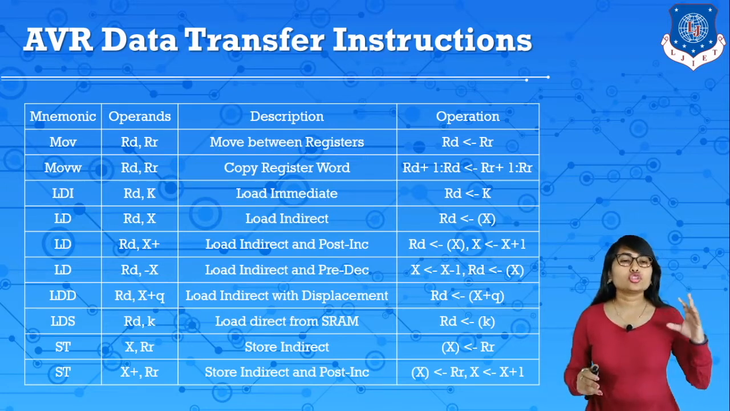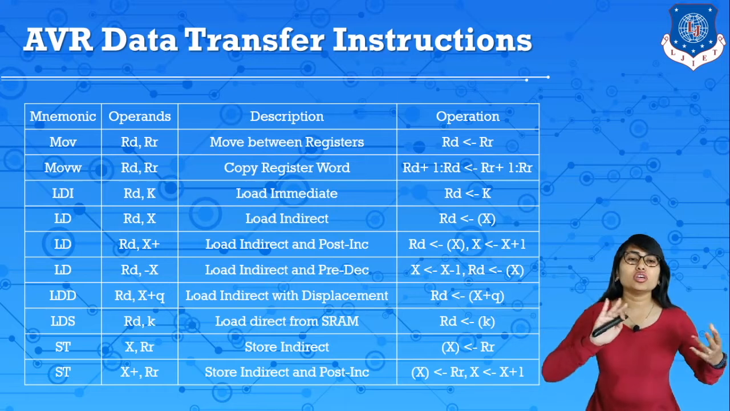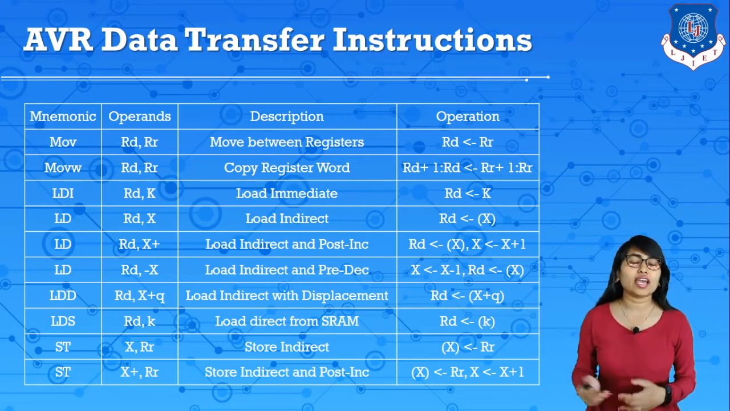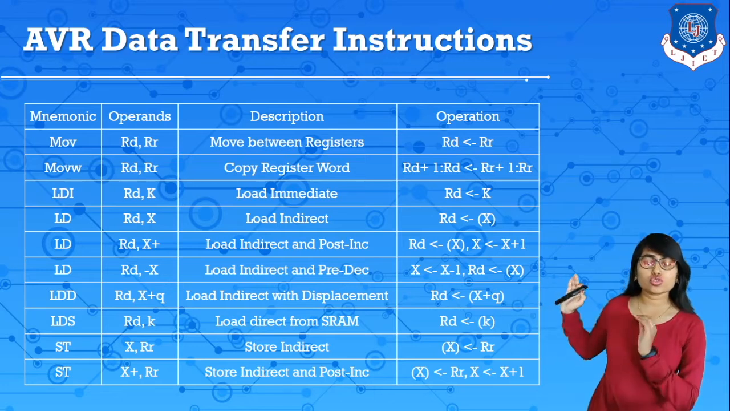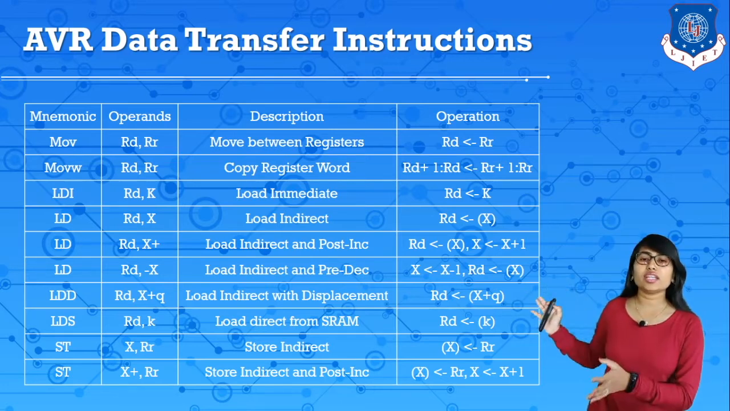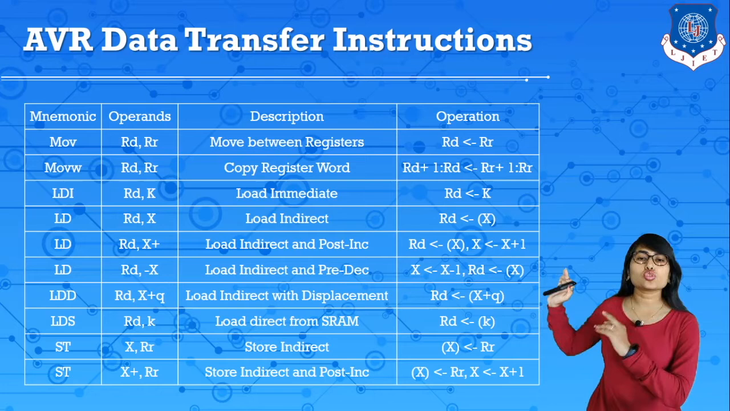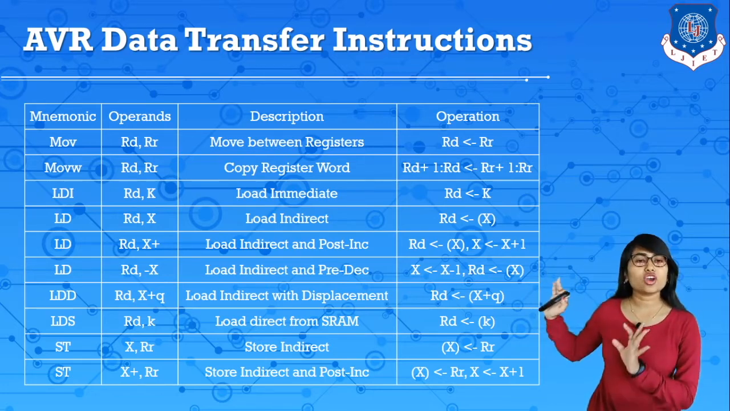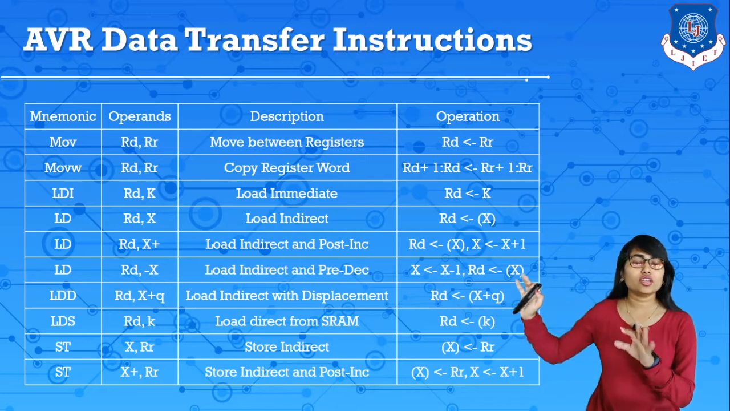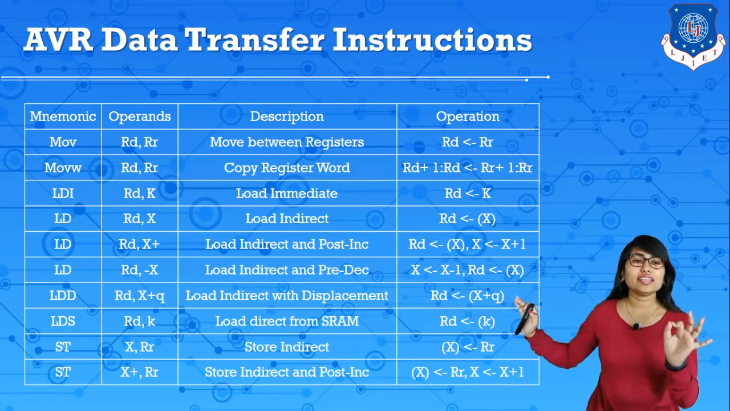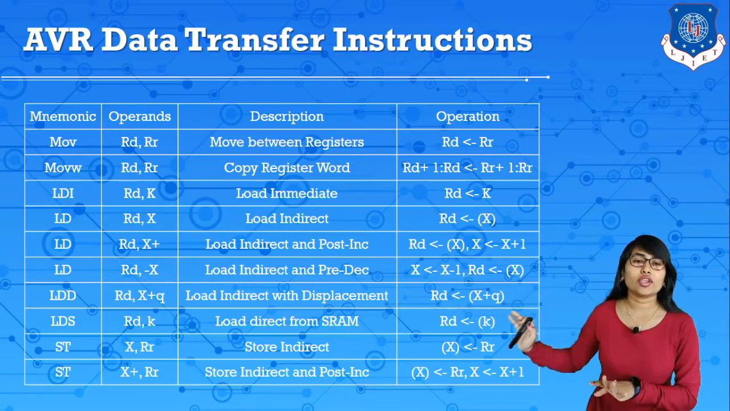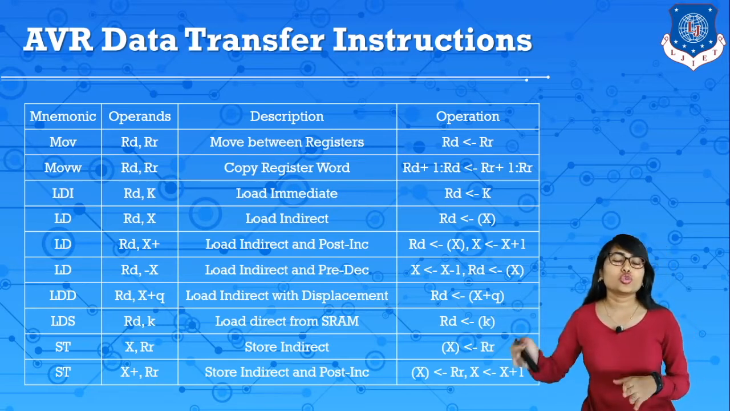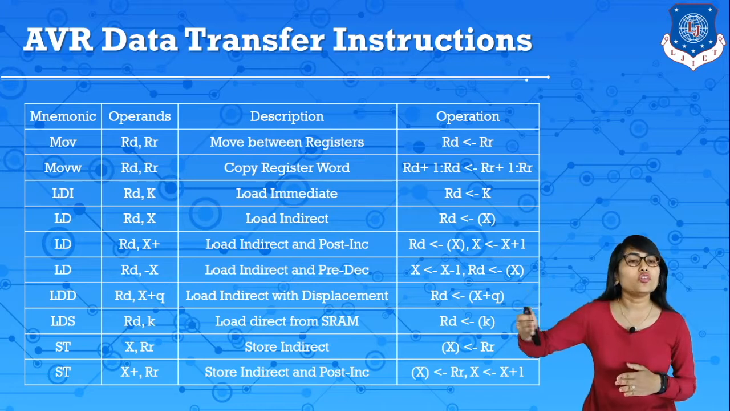Now if we want to store the data of a register into the memory, we can use the ST instruction to store the data. So this ST means store indirect. Whatever the content of RR is, it is stored at the location indicated by X. Okay, so if X is equal to 205, the content of RR is stored at the address location 205.